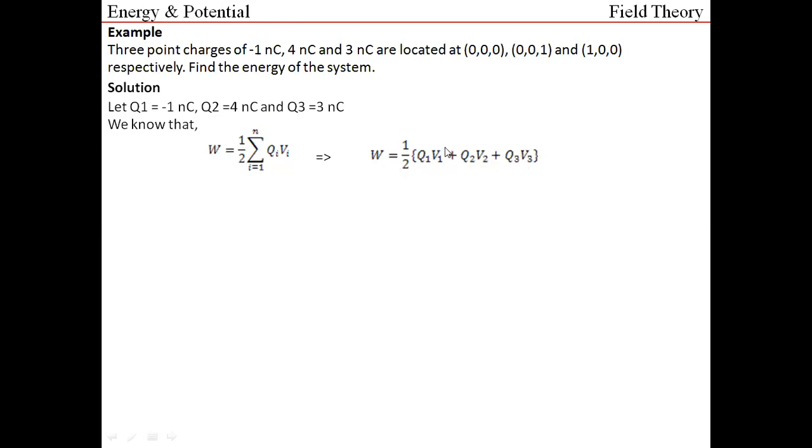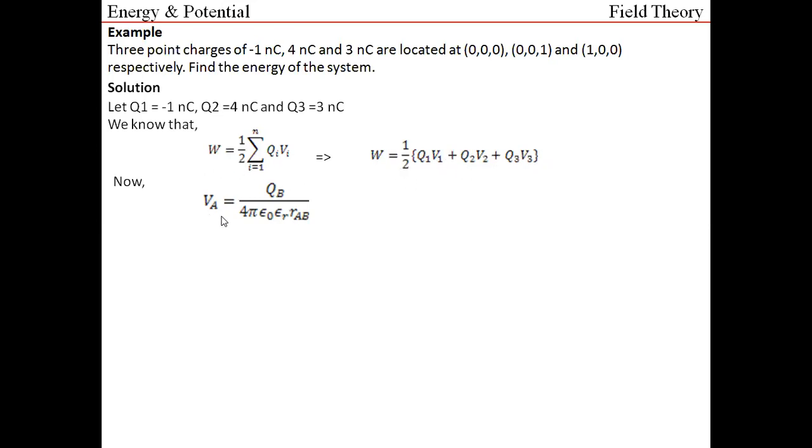Let us recollect what is the value of V1. V1 is nothing but the total potential at point 1 because of charges Q2 and Q3. Similarly, V2 is the total potential at point 2 because of charges Q1 and Q3. So to calculate this equation, we would have to calculate the values of V1, V2 and V3.